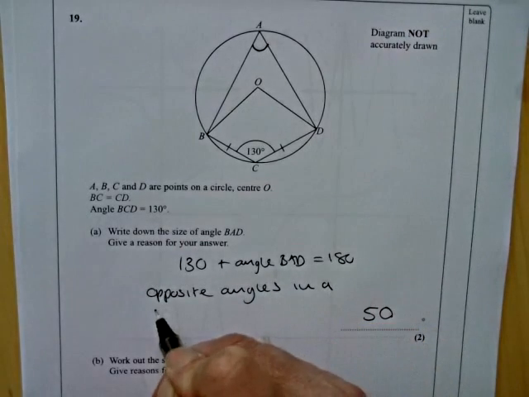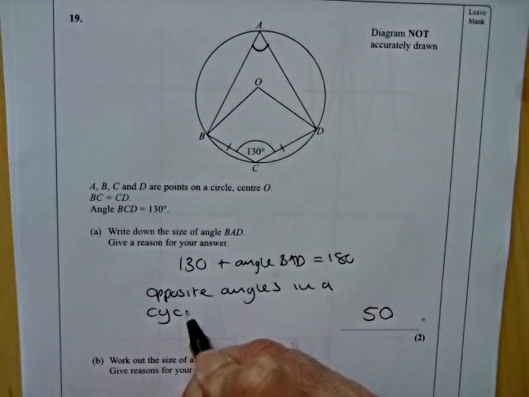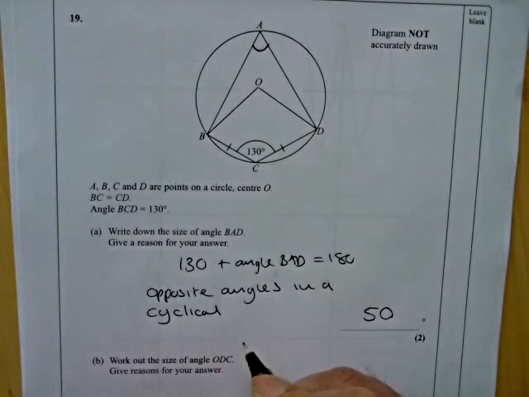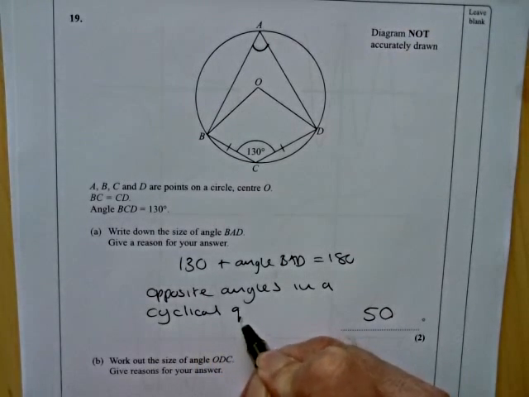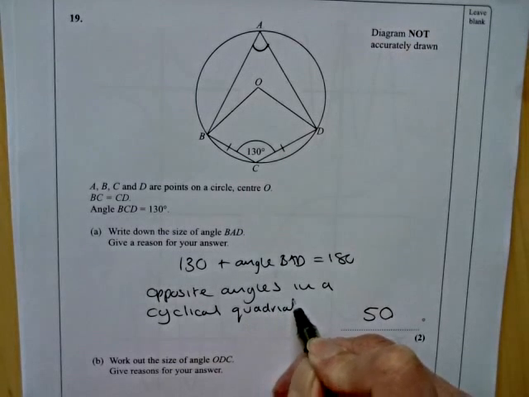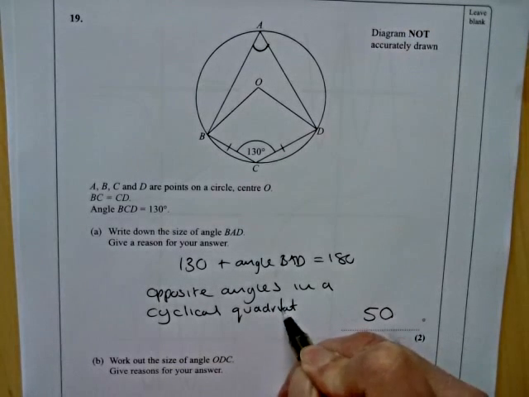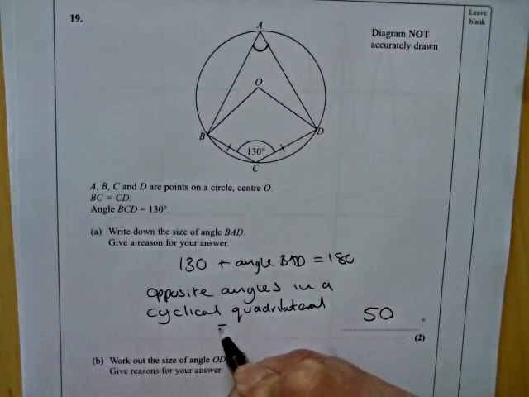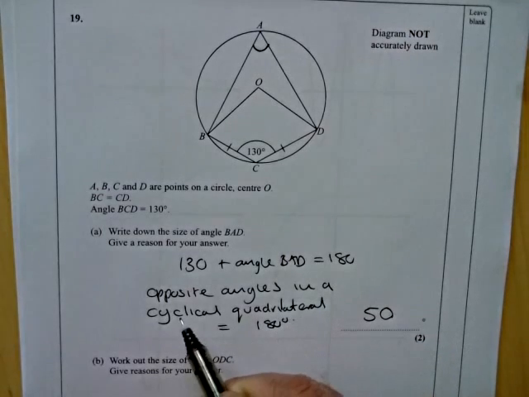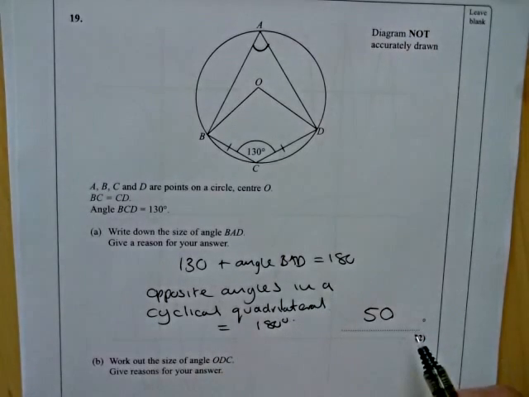in a cyclic quadrilateral equal 180. They won't punish you too much for a spelling mistake. So they want the opposite angles in a cyclic quadrilateral.